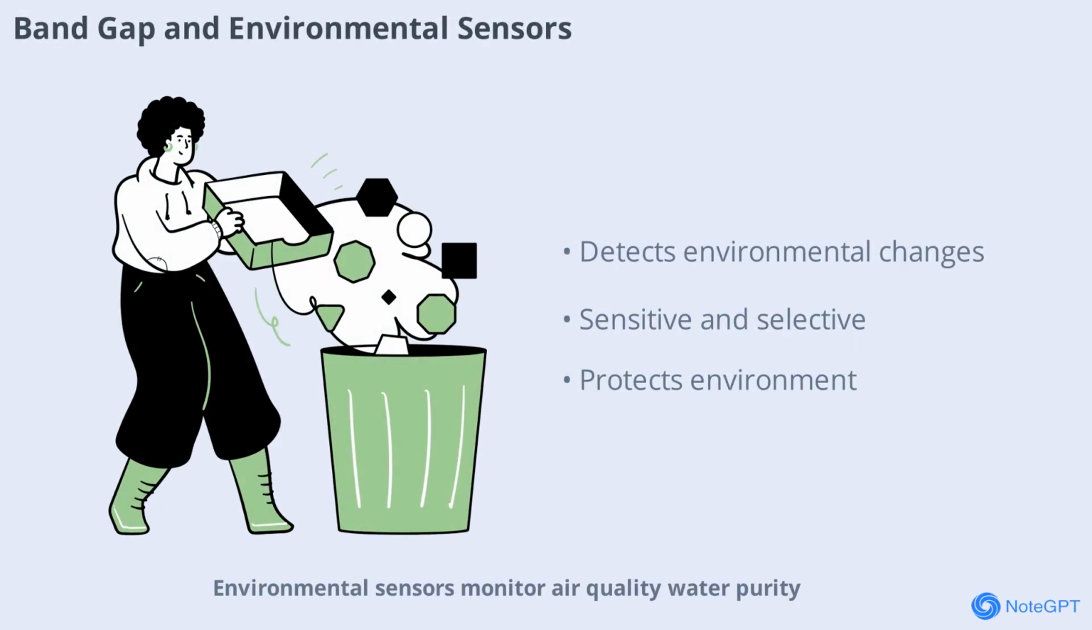Environmental sensors monitor air quality, water purity, and other factors using semiconductors with specific band gaps. These sensors can detect pollutants, toxins, and other substances by measuring changes in conductivity or light absorption. Band gap engineering allows for the creation of highly sensitive, selective sensors for environmental monitoring and protection.